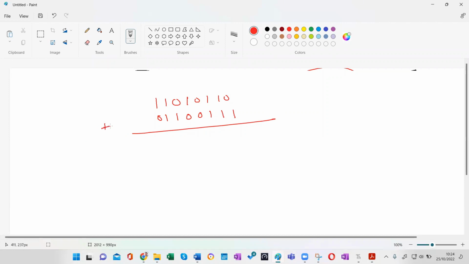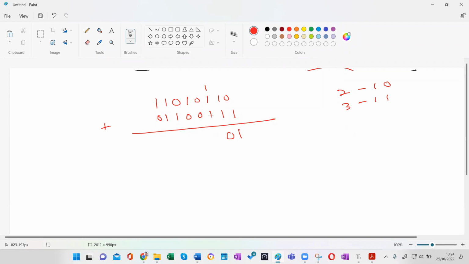Okay, now you know that we are adding two 8-bit numbers. Let's see what happens. 0, 1, 1. 1 plus 1 is 2. You don't keep 2, right? You know that 2 is 1, 0. 3 is 1, 1. So you keep 0 here and take 1 as a carry bit to the other side.